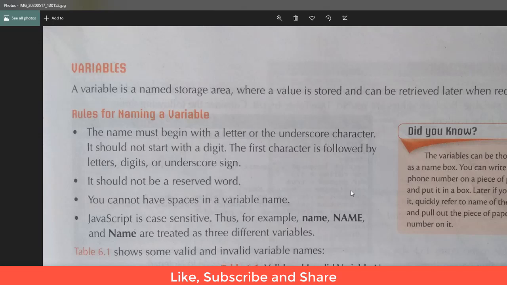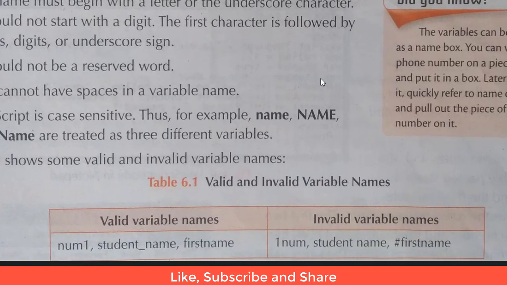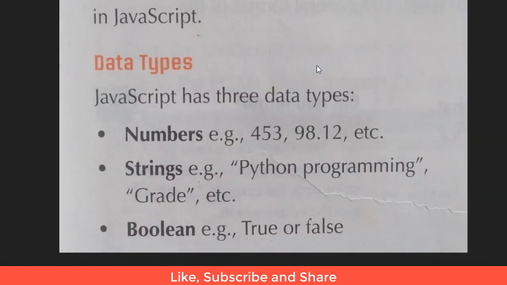And the fourth one is that variables in JavaScript are case sensitive. So if you write a name in small letters and the same in upper case, both of them are not considered the same. They are different and they will be treated as different variables. Now there are some examples of valid and invalid variables, just to make yourself clear.